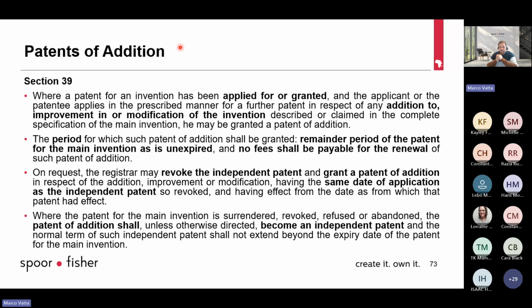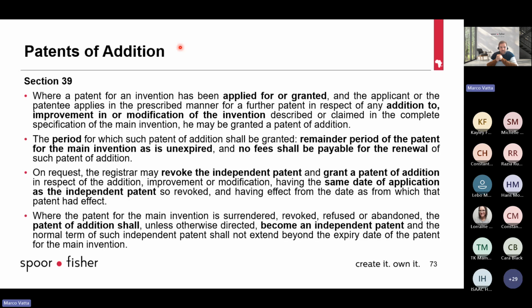As I said, you can apply for this either when the application is pending or even if the patent is granted. The life of the patent of addition, however, is not 20 years from the filing of the patent of addition. It is the remainder life of the main invention itself. So if the patent application for the main invention was filed 5 years ago, when filing the patent of addition, you only have 15 years life on that patent of addition. So the life of the patent of addition is the remainder of the life of the main patent.